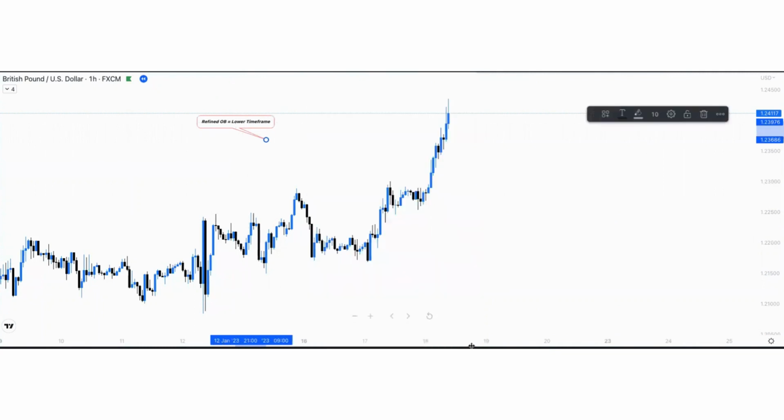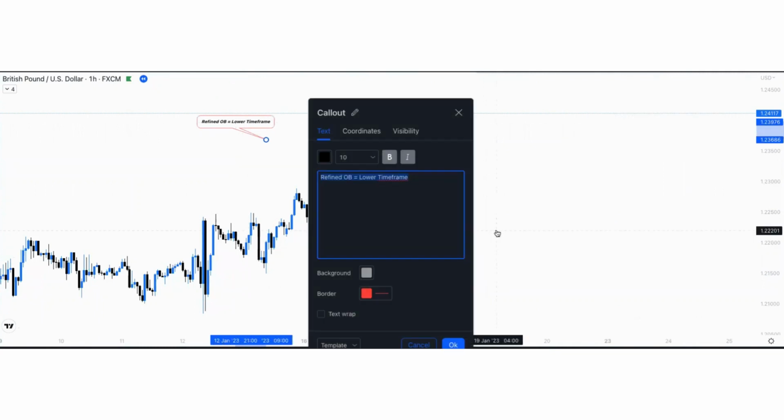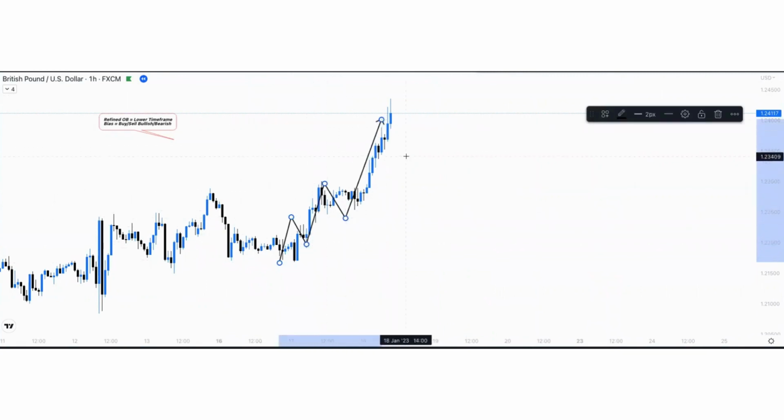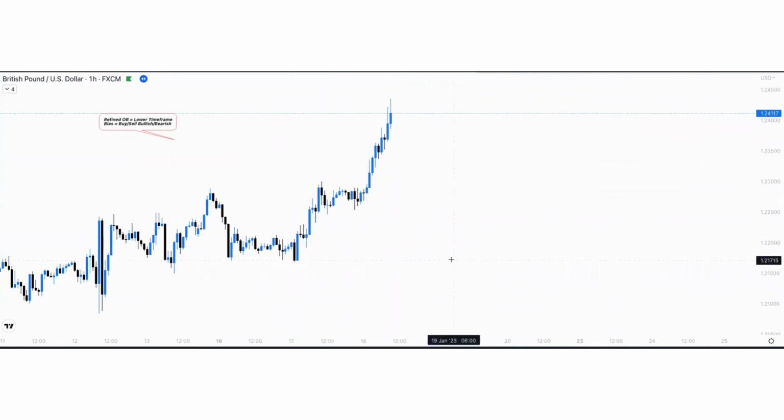So the number one rule for me to identify an order block is to know your bias. Is your bias a buy or a sell? Is it bullish or bearish? In this example, this is a bullish structure. So how can we refine our entries to have sniper trades?